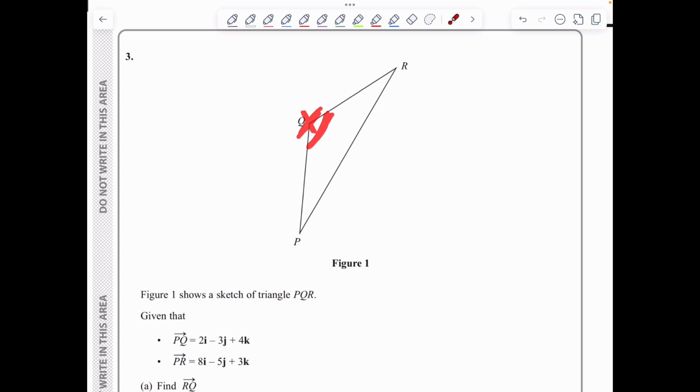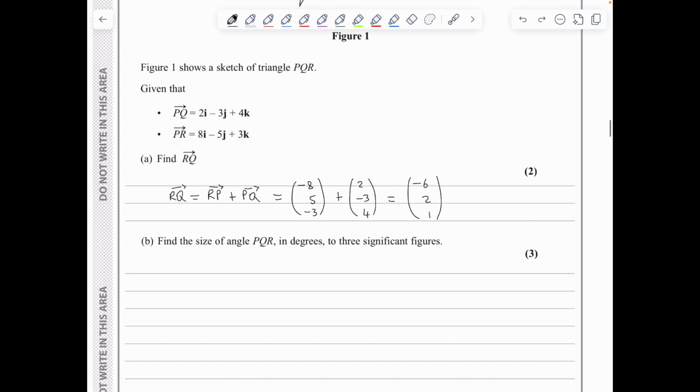So standing at Q, I will be considering the vector QR and QP, and I will be doing their dot product. Well, we know that QR dot QP should be equal to the magnitude of QR times the magnitude of QP times the cosine of the angle we're trying to find. Now the vector QR is simply going to be the negative of the vector RQ we just found in part A. So we're looking at 6, negative 2, negative 1. The vector QP will be the opposite of PQ, so it's going to be negative 2, 3, negative 4.